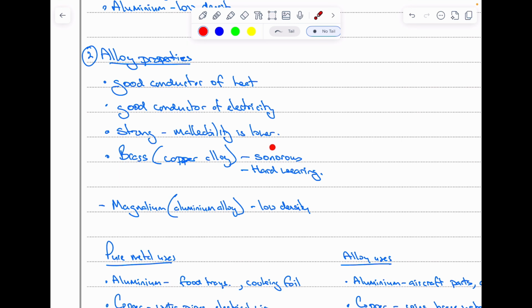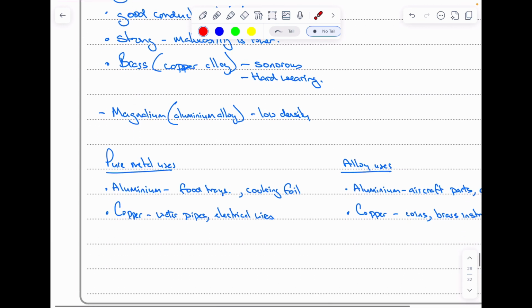Brass is sonorous, musical instruments. That's why we hear the sounds that they produce. And brass is also hard wearing. So think about door handles and fixtures and fittings. It's a hard wearing material. Magnesium is an aluminium alloy. It has a low density, but again, higher strength than pure aluminium would have.